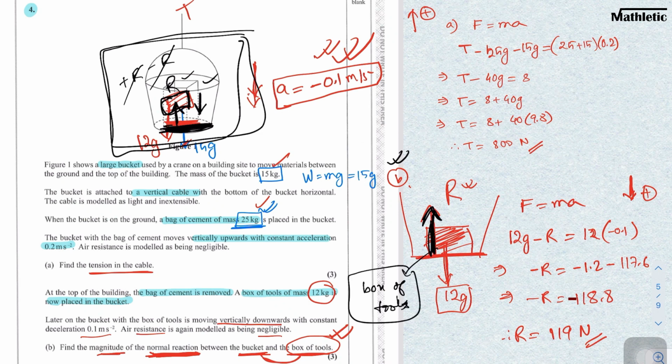In that case, you can calculate the normal reaction force exerted by the bottom of the bucket on the box of tools. As you know, for a free body diagram, we include forces which are directly acting on that particle, right? That's why I had to use only 12g and R. We didn't include tension, we didn't include the weight of the bucket, any extra forces that are not directly acting on this object. You have to neglect those forces. So yeah, I'm done with number 4.